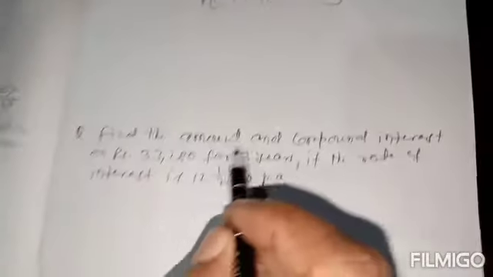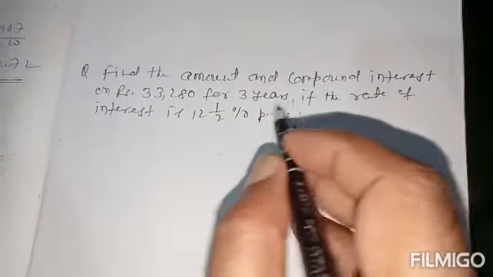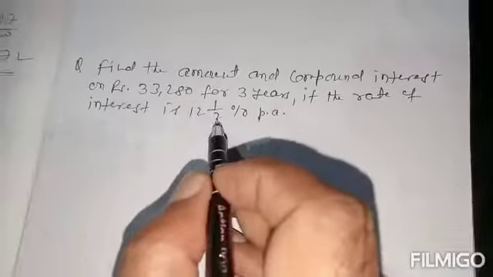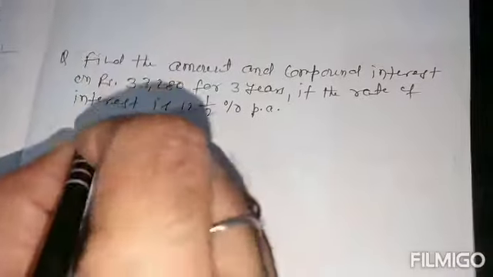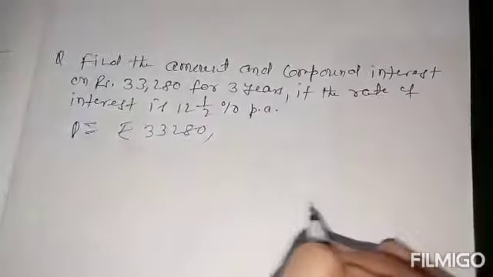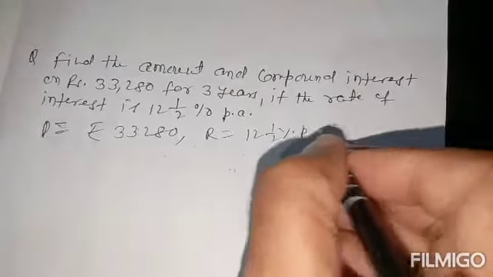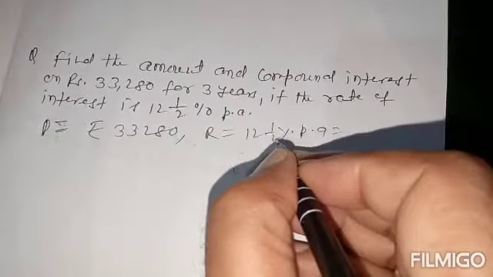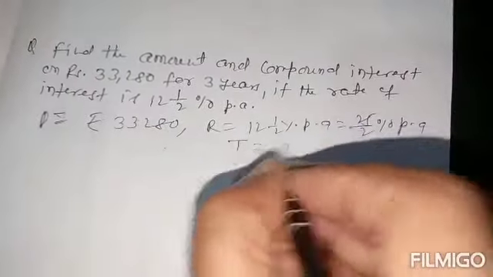Now we have a question. Find amount and compound interest on rupees 33,280 for 3 years, if the rate of interest is 12 1/2% per annum. So here principal is rupees 33,280, rate of interest is 12 1/2%, that is 25 by 2% per annum, and time is 3 years. Here we have to find amount and compound interest both.